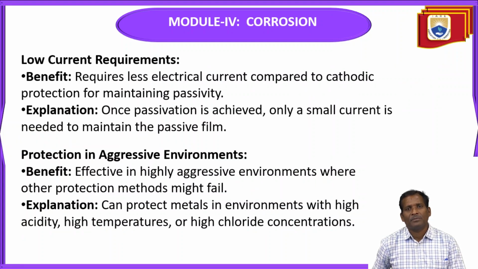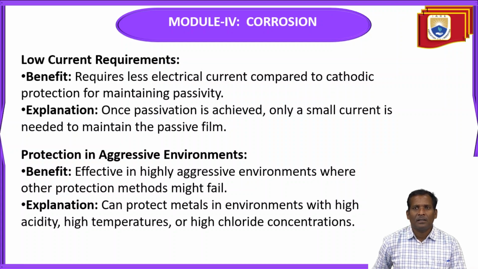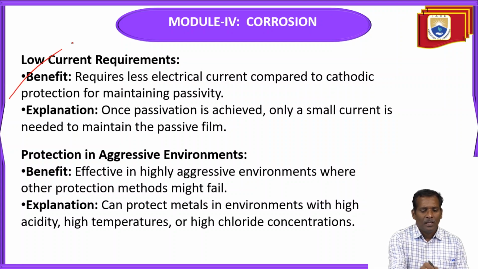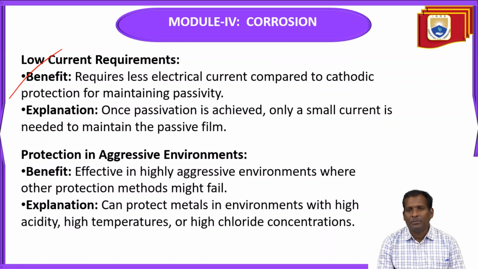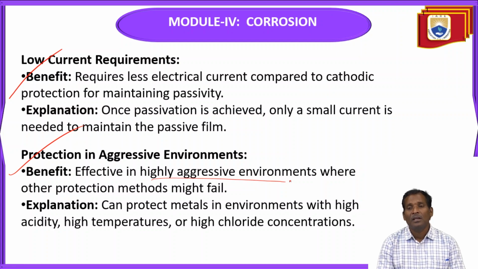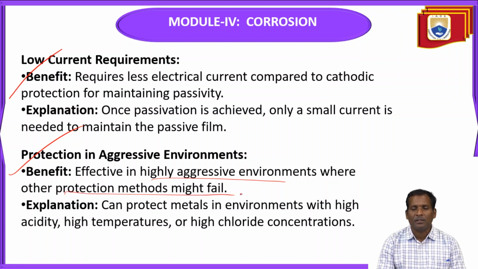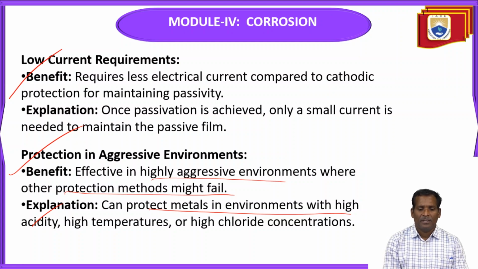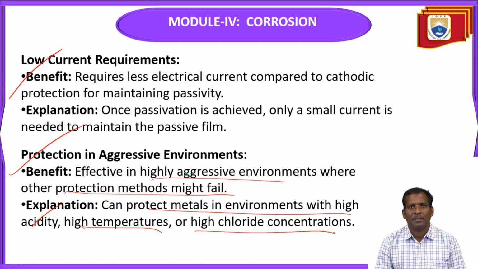The low current requirements: it requires less electrical current compared to cathodic protection for maintaining passivity. The explanation is, once passivation is achieved, only a small current is needed to maintain the passive film. Next advantage is protection in aggressive environments. It is effective in highly aggressive environments where other protection methods may fail. The explanation is it can protect metals in environments with high acidity, high temperatures, or high chloride concentrations.